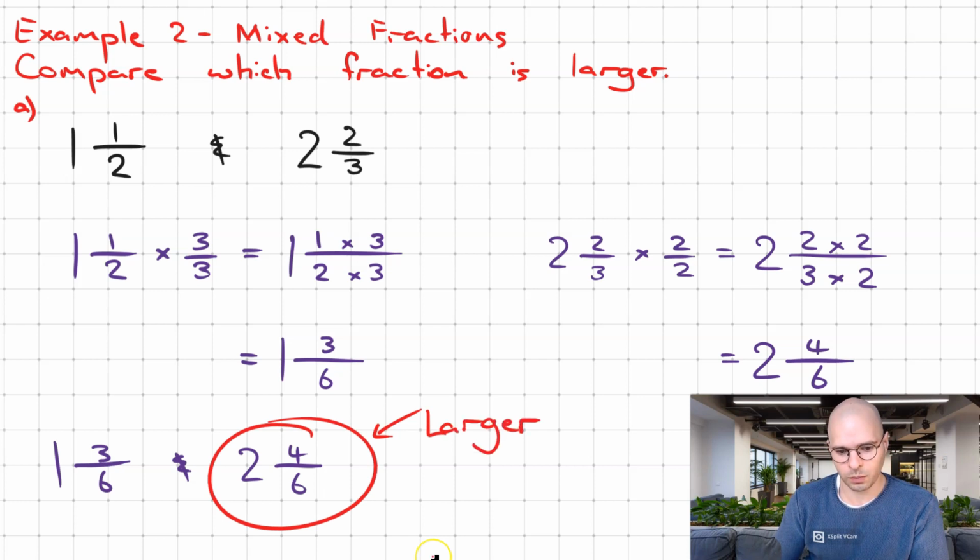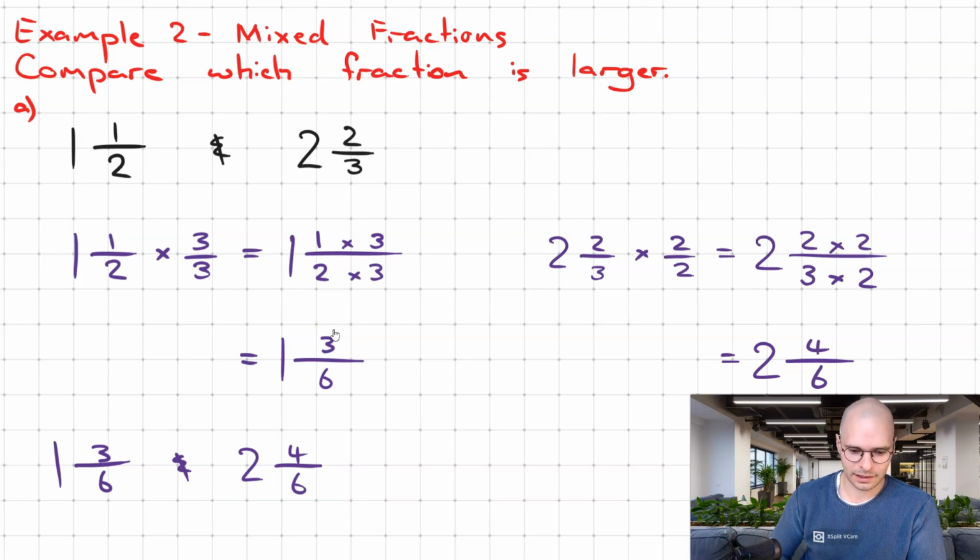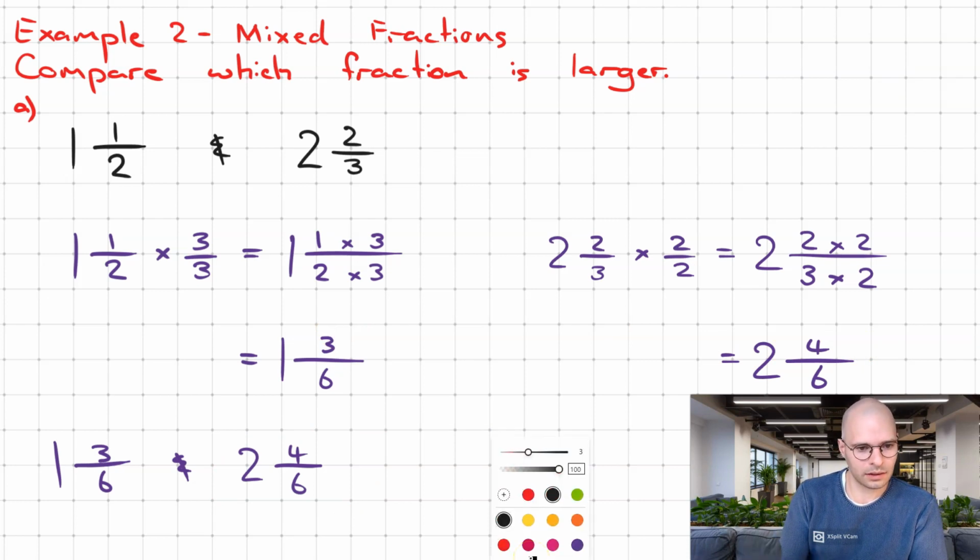Now at this point, you're probably thinking, why did we go through the process of making the fractions have an equivalent denominator? Well, there is no point. I was just showing you how to do it. If you see that the whole amount is larger in one of the fractions, then you can see that that's going to be a larger fraction. But irrespective, this is a showcase of how you can make the fractions equivalent when you're dealing with a mixed fraction.